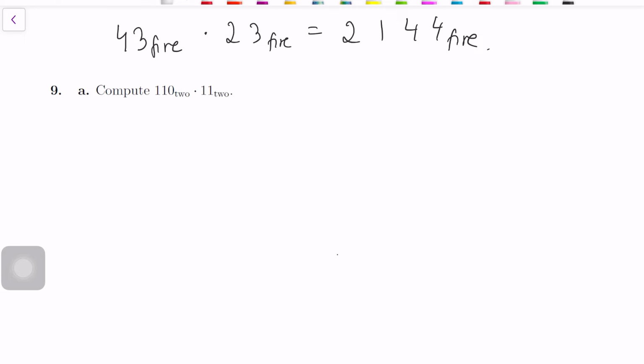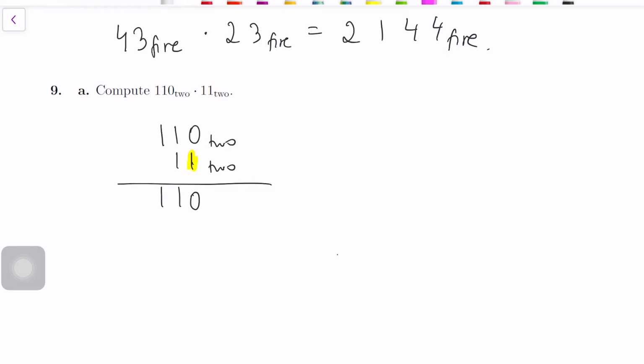Okay, so let's look at the next example. We're going to compute 1, 1, 0 in base 2 times 1, 1 in base 2. I'm going to use standard algorithm here. So I have 1, 1, 0 in base 2. I want to multiply by 1, 1 in base 2. So first we multiply by a unit, right? So 1 times 0 is 0. 1 times 1 is 1. 1 times 1 is 1.